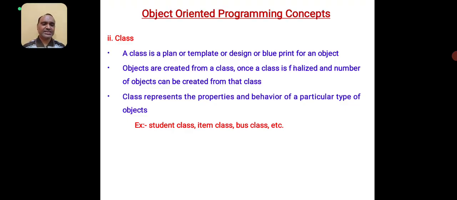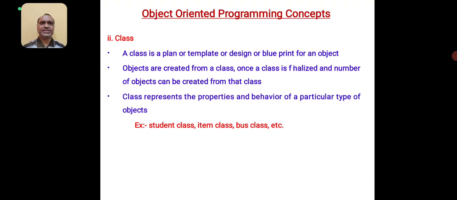And whatever plan you have made on the paper, that plan is called a class. Once a plan is made on the paper properly, using that plan you can construct any number of houses which follow this plan. When you construct different houses, house number 1, 2, 3, 4, using this plan, all those houses will look similar. So once a plan is finalized, using that class, you can create any number of objects, meaning houses.